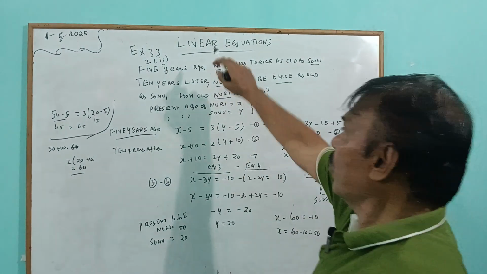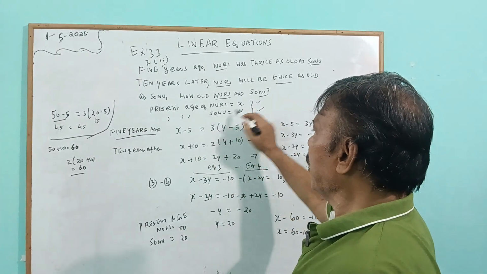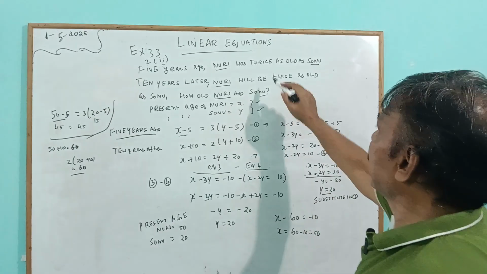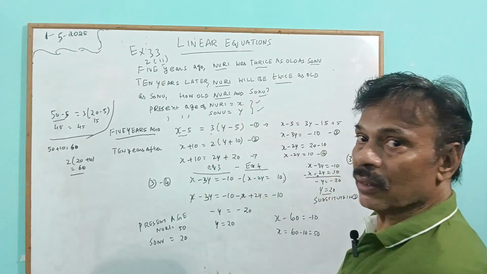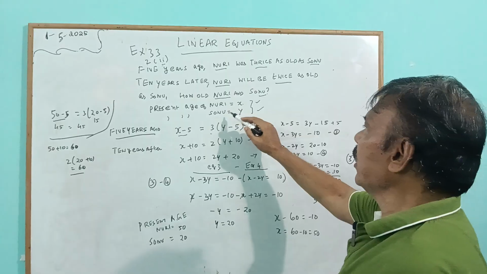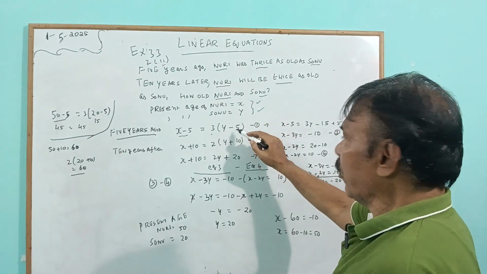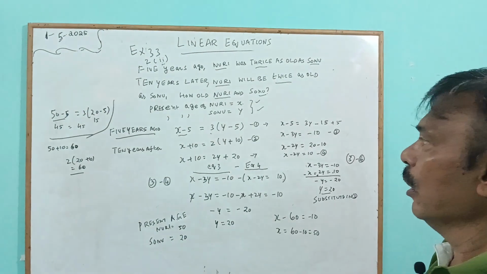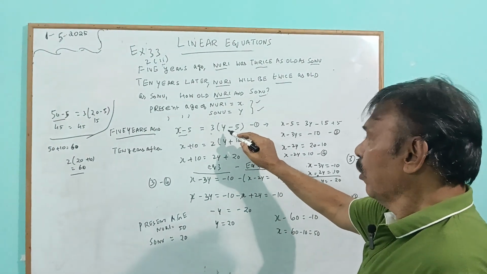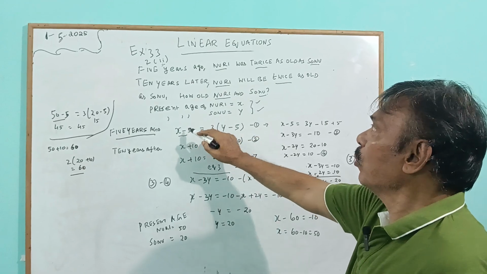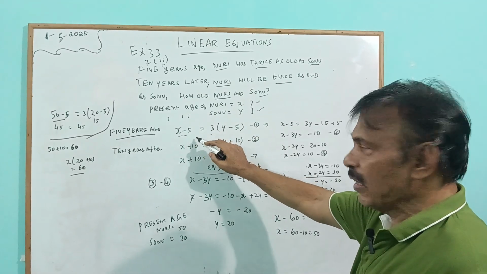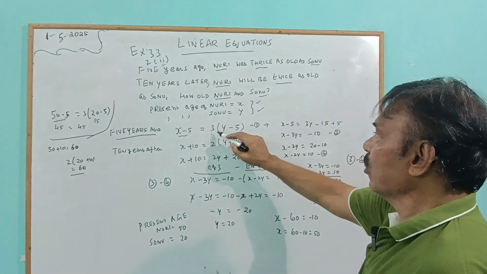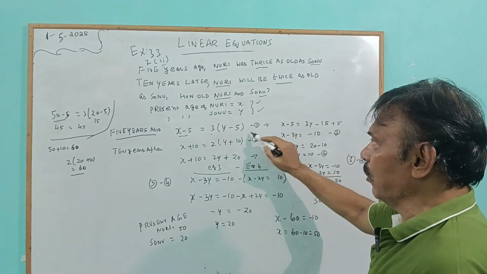So 5 years ago means present age minus 5. Thrice means 3 times. So Sonu's age also becomes y minus 5, because 5 years ago means 5 years before. So how Noori's age is 5 years less, like that Sonu's age is also 5 years less. And thrice of this, so x minus 5 equals 3 into y minus 5. This is the first equation.